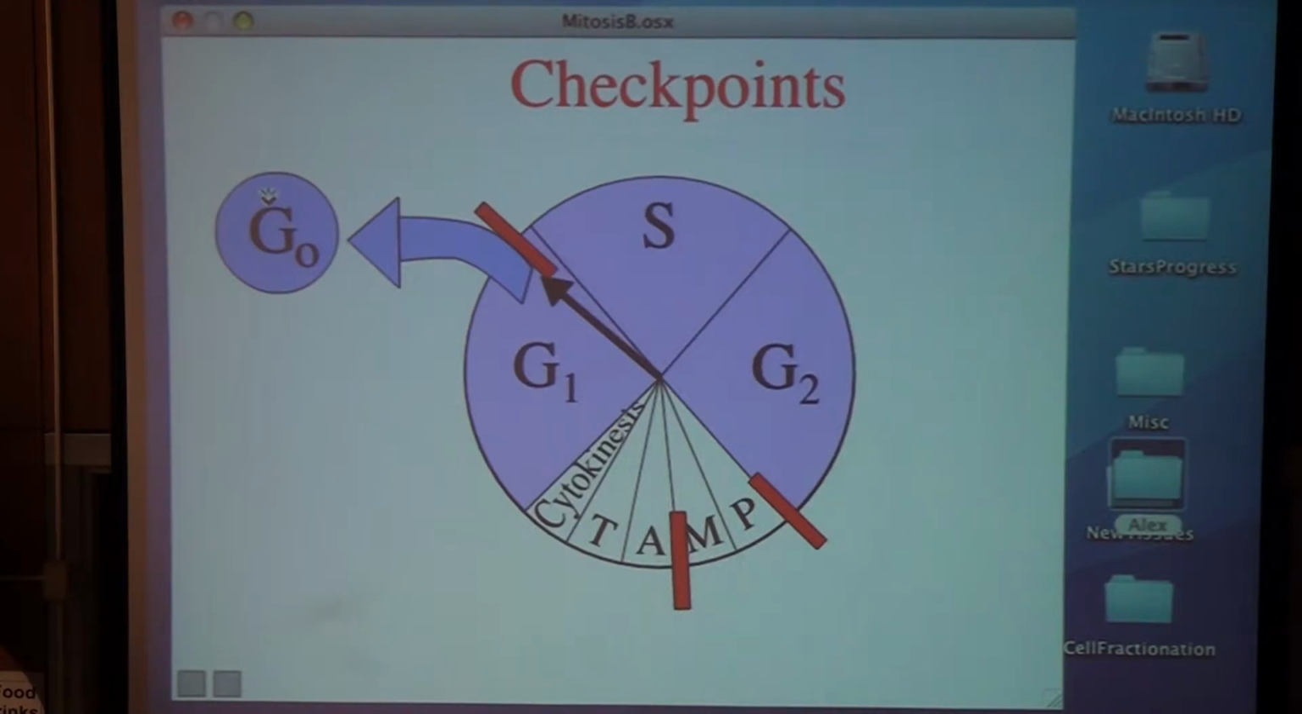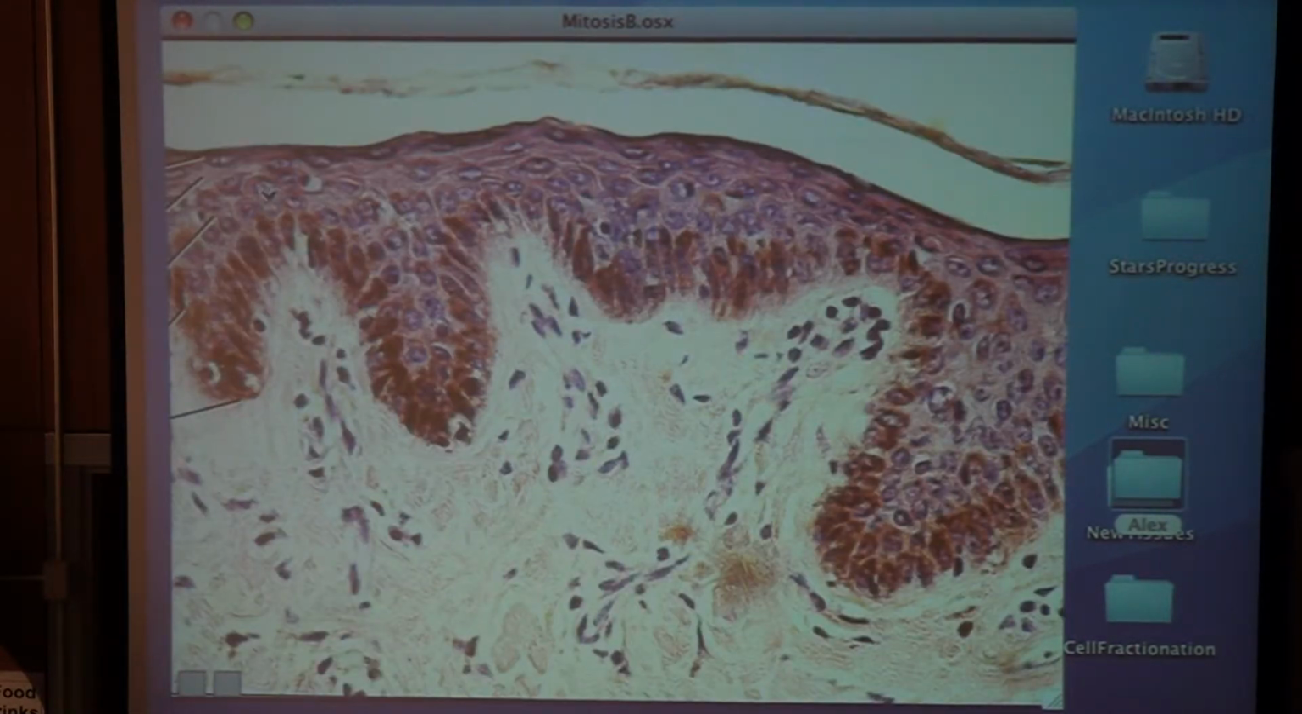Now, some cells in your body are not in G0. They're just constantly going through the cell cycle. They are just always and continuously dividing. And I gave you an example of that. Skin cells are a good example.